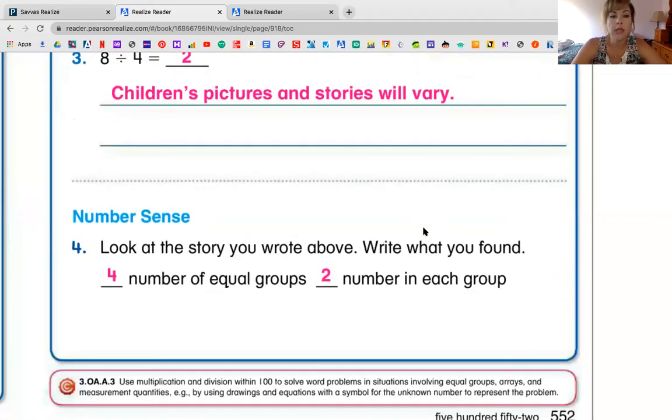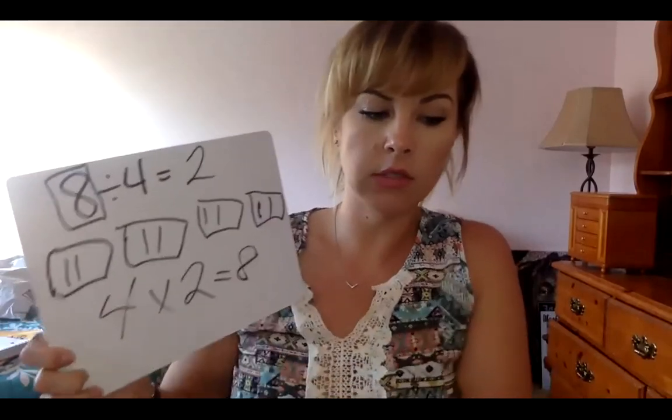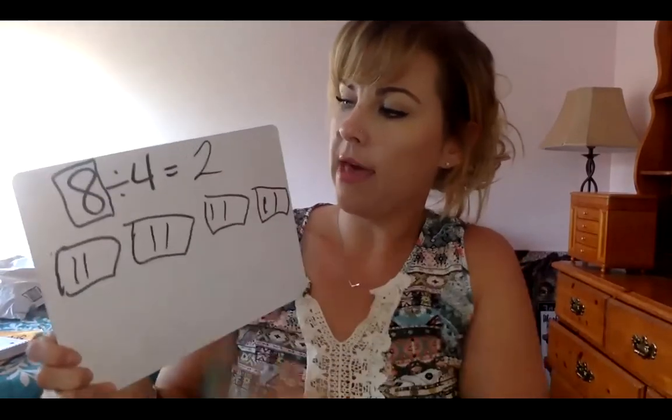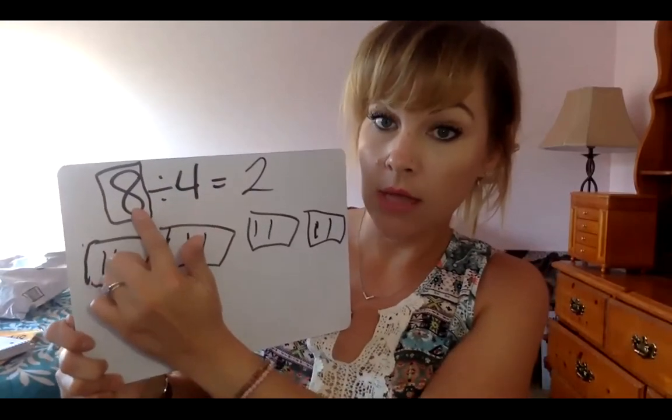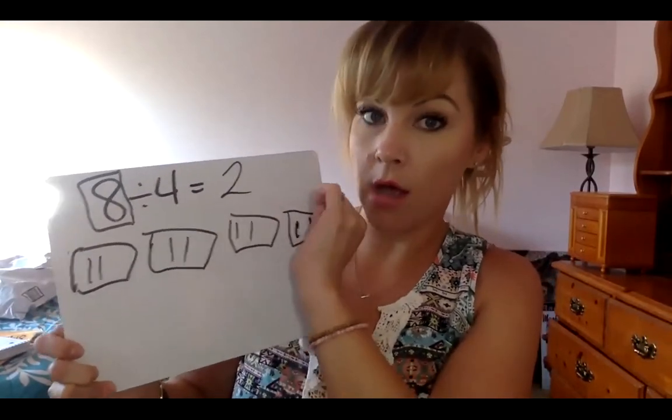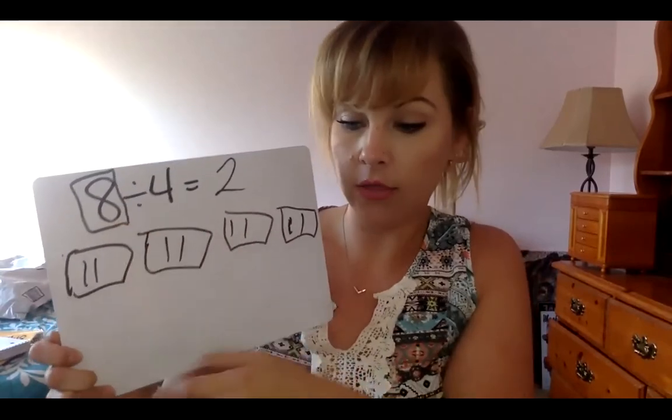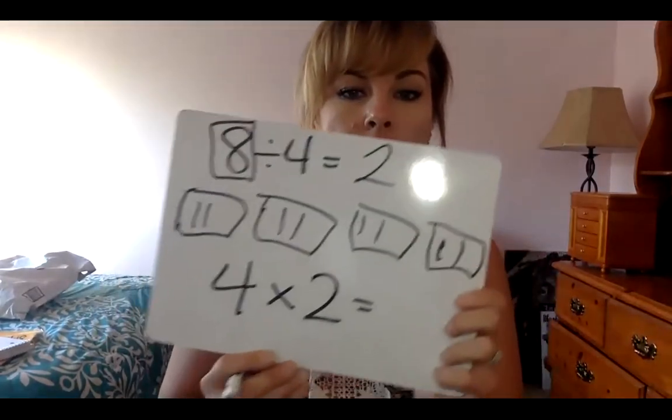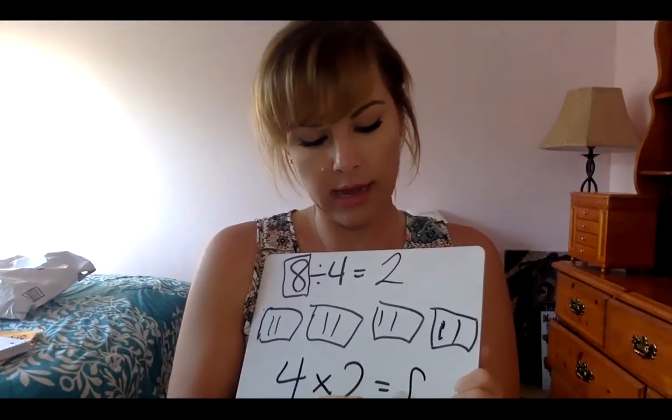Last question. Look at the story that you wrote above and write what you found, okay? So let's take a look at mine. Remember, we found that there are 8 in all, and there are 4 groups of 2. Remember, we kind of actually jumped ahead and wrote the multiplication sentence. So I have 4 groups of 2. And how many do I have in all? We said that we had 8, okay?